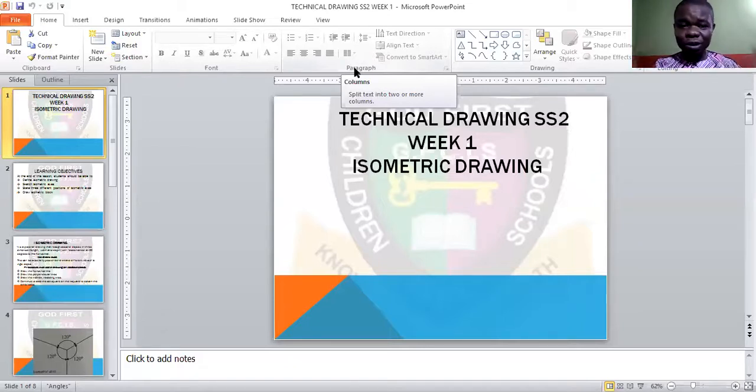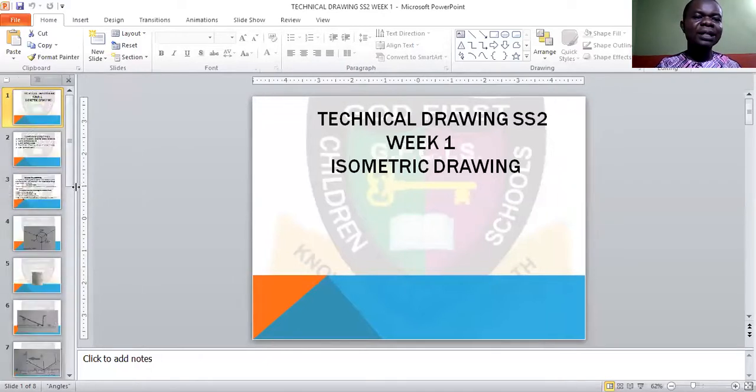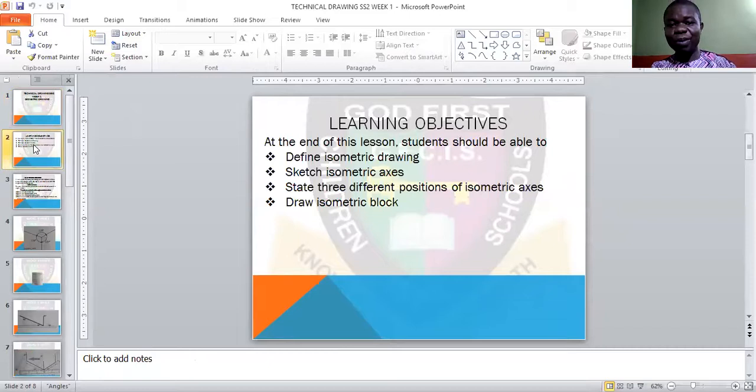Before we go deep, we should have together a look at what we intend to achieve in this course at the end of this lesson. That is stating the learning objectives. Number one, at the end of this lesson, you should be able to define isometric drawing. Number two, sketch isometric axis. Number three, state three different positions of isometric axis. Then lastly, the fourth one, you draw an object in isometric.